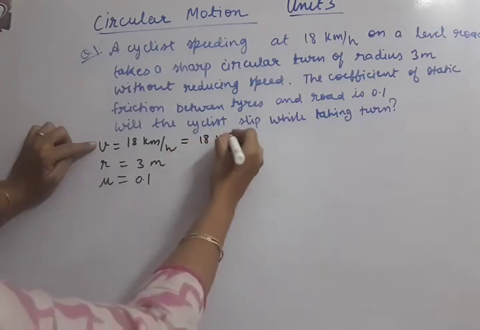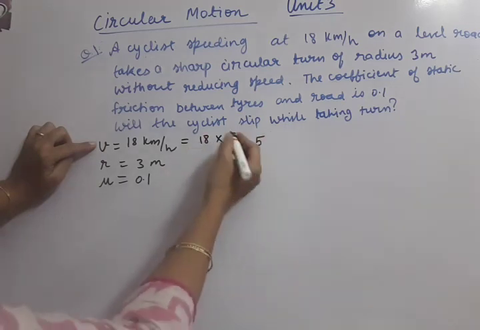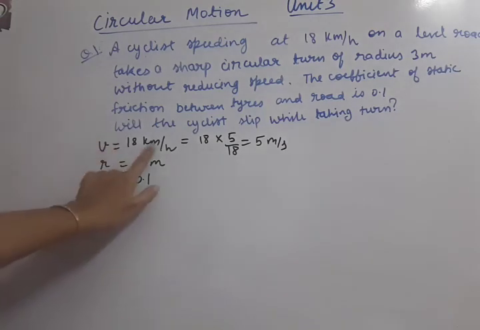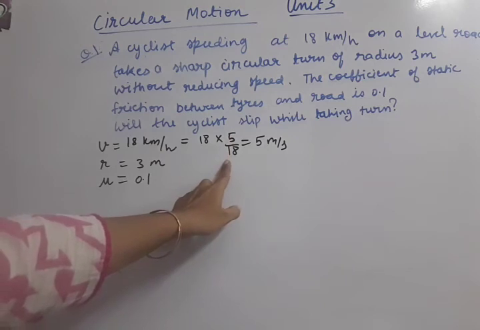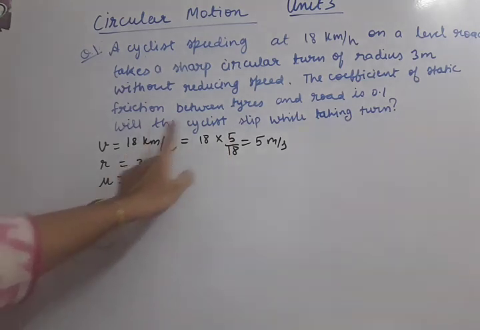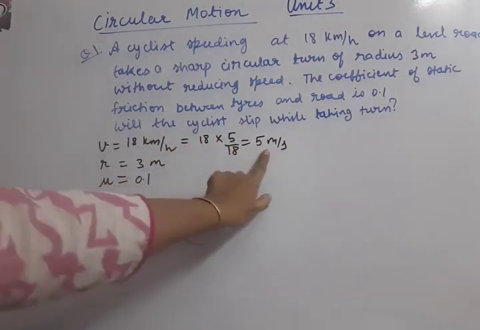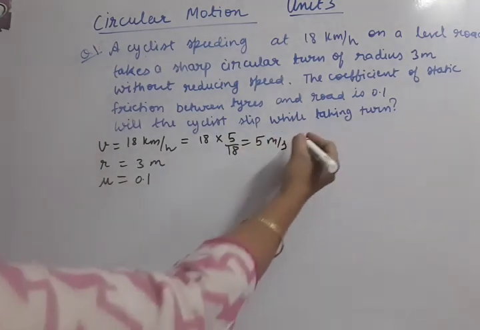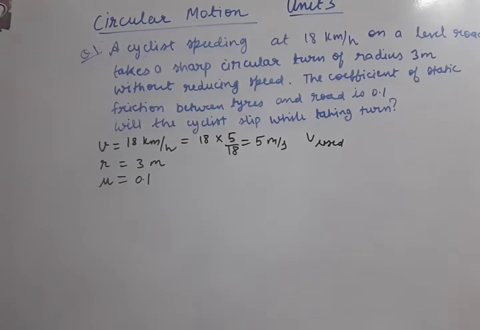How? We multiply the given velocity 18 by 5/18. So this converts into meter per second. To convert from kilometer per hour to meter per second, we have to multiply by 5/18. So 18 is already given, 18 cancelled, answer 5. So what velocity is he using? That is 5 meter per second. So this is the velocity used. We can write it. This is the velocity used by him.